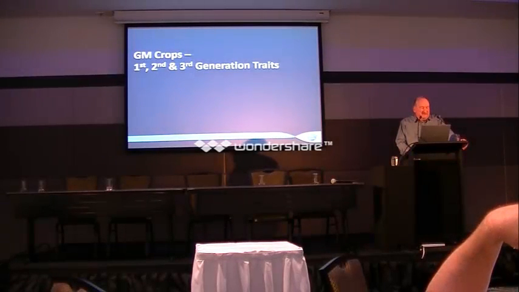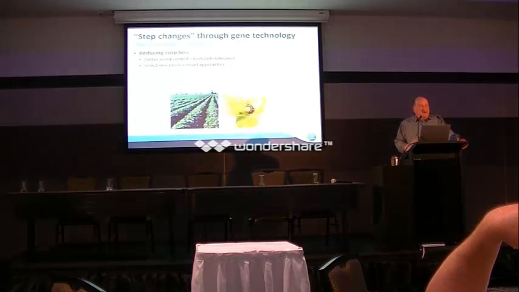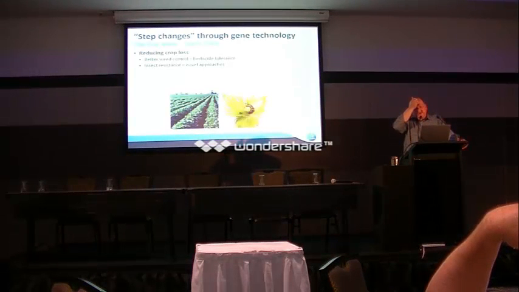So let's have a look at some of the traits that you'd be familiar with. And these are often characterised as first, second and third generation traits. The first wave, second wave and third wave. So the first wave are also known as input traits. These are traits that are really affecting the agronomic performance of a plant. And the classic ones are herbicide tolerance and insect resistance.